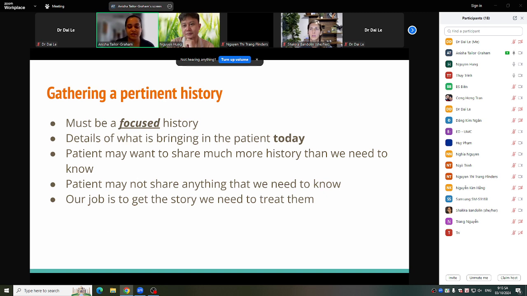Sometimes, I'm sure we've all had this experience, patients might want to share much more information than what we need in order to assess them at that moment. Sometimes they might not be sharing anything at all. And it really is our job as emergency medicine physicians to be able to get this story from them so that we can adequately treat them and try to figure out what might be going on.